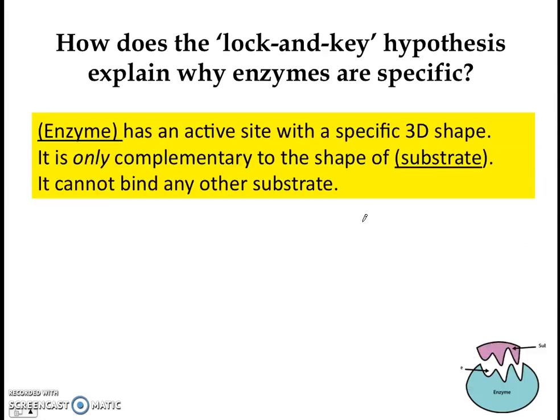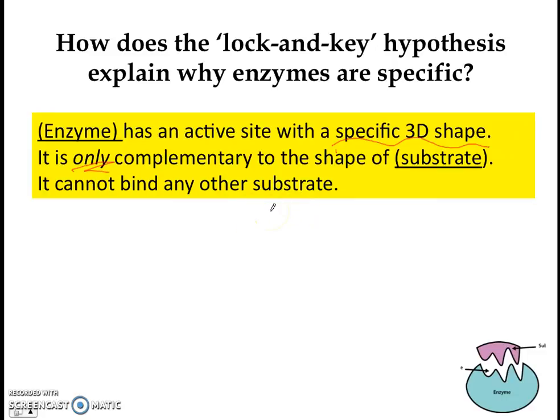So a very common question that will be asked is, how does the lock and key hypothesis explain why enzymes are specific? Or the question might ask you, using the lock and key hypothesis, explain why enzymes are specific. Well, here's an easy way to answer such questions. You can start off by saying that a particular enzyme has an active site that has a specific three-dimensional shape. This three-dimensional shape is only complementary to the shape of whatever substrate is specific for it. And it cannot bind to any other substrate.